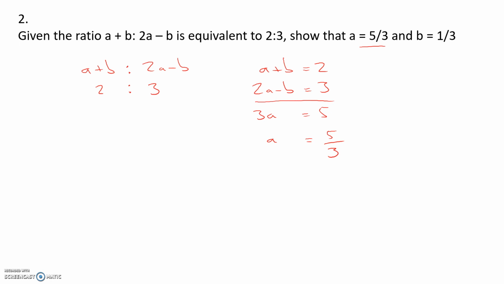Well, there are lots of ways we could get b. We could substitute into either of the equations above. Let's choose a plus b equals 2. That's the simplest one. We now know a is 5 thirds. So 5 thirds plus b is equal to 2. So b is equal to 2 subtract 5 thirds. Or if you prefer, b is equal to 2 subtract 1 and 2 thirds. Okay, which perhaps makes it clearer that 2 subtract 1 and 2 thirds, we just have 1/3 left. Okay, so b is equal to 1/3. Done.